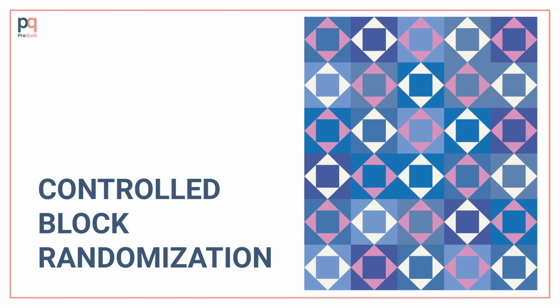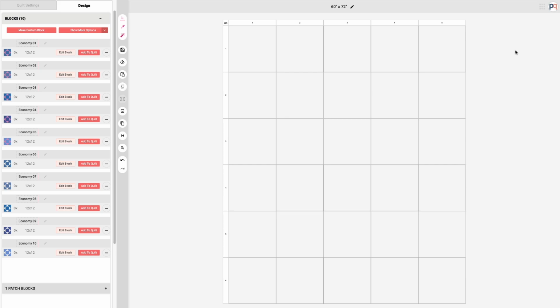Everyone, in this video, I'm going to show you how you can lock certain cell grids in the quilt grid and how to be able to control which blocks are being randomized. So you can see here in this quilt, I have 5 economy blocks with this pink in the background or in the foreground, and then the same exact 5 blocks, but this time with white instead.